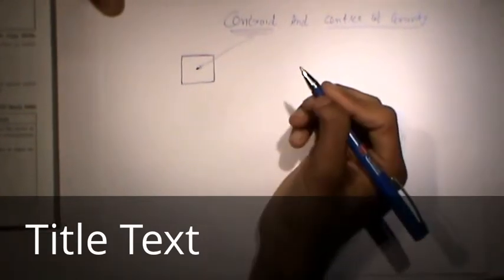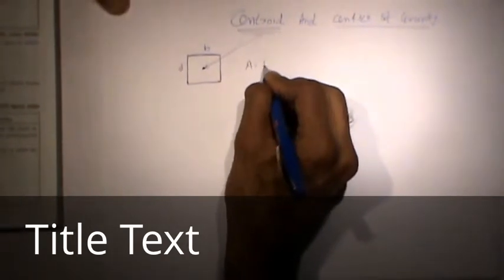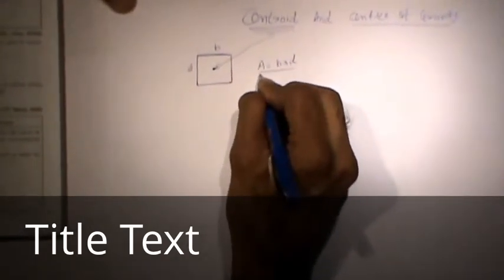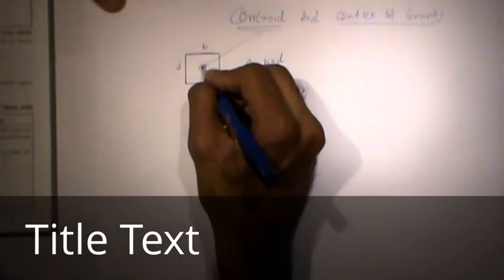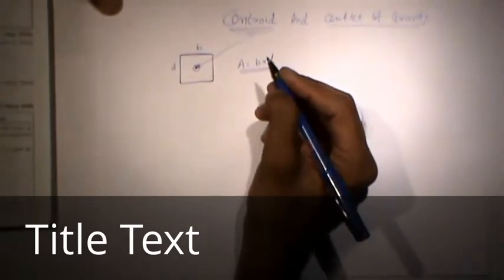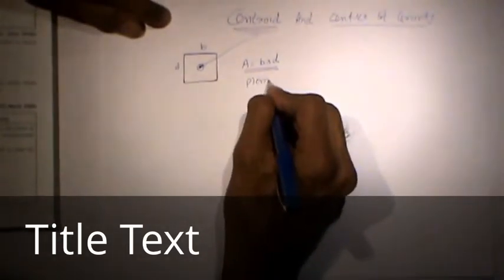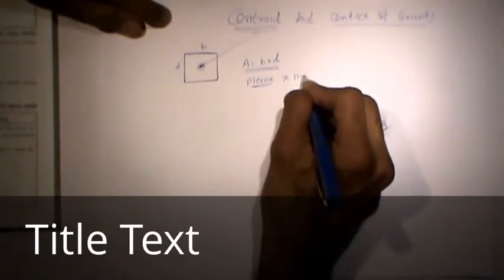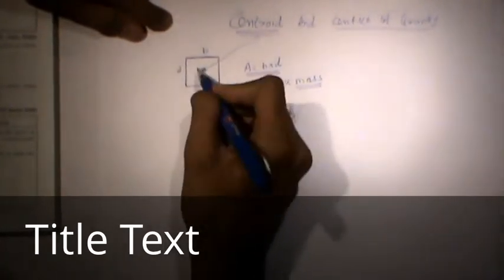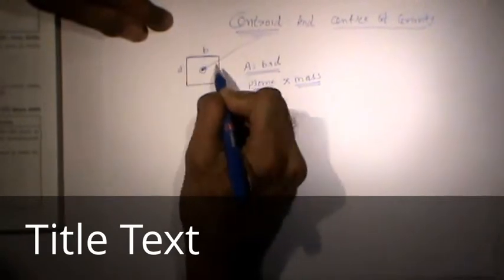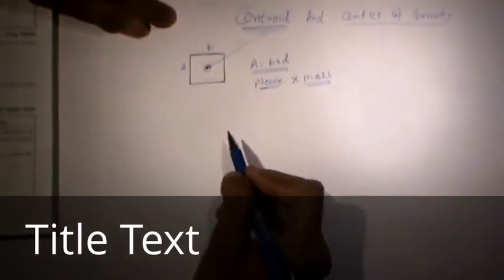centroid, right. So suppose it has the B and D. So the area is equal to B into D. This area is concentrated on this point, so this point is known as centroid. As we are talking about the plane, it does not have any kind of mass. So whatever the area of B into D, this area is concentrated on this point, that is known as the centroid.